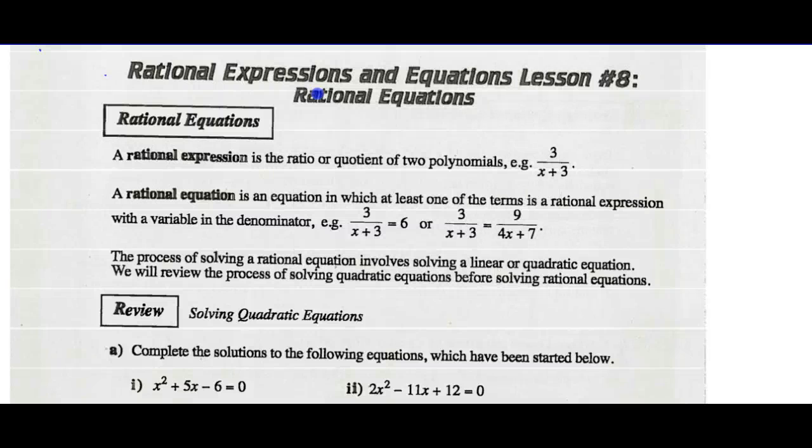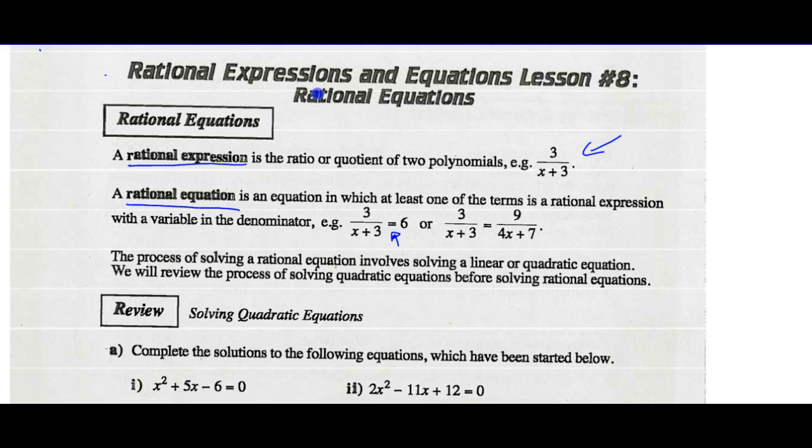Hey, Math 30-2s. Today we're going to look at rational equations. So a rational expression is the ratio or quotient of two polynomials, such as 3 over x plus 3. That's a rational expression. A rational equation is an equation, meaning it's got an equal sign, where at least one of the terms is a rational expression with a variable in the denominator.